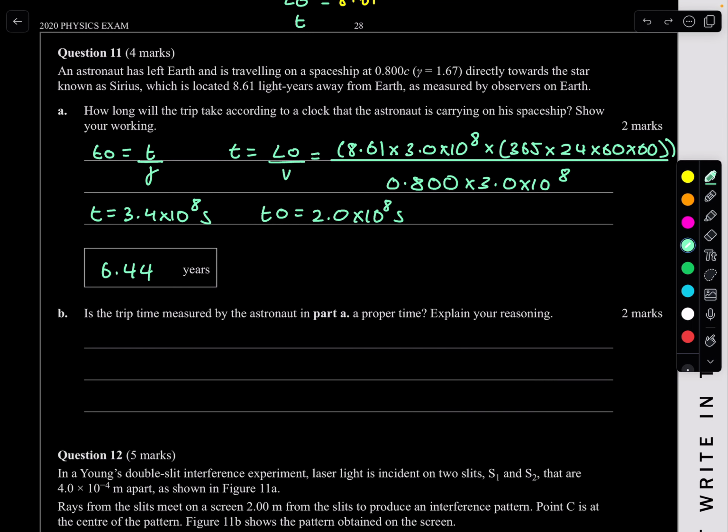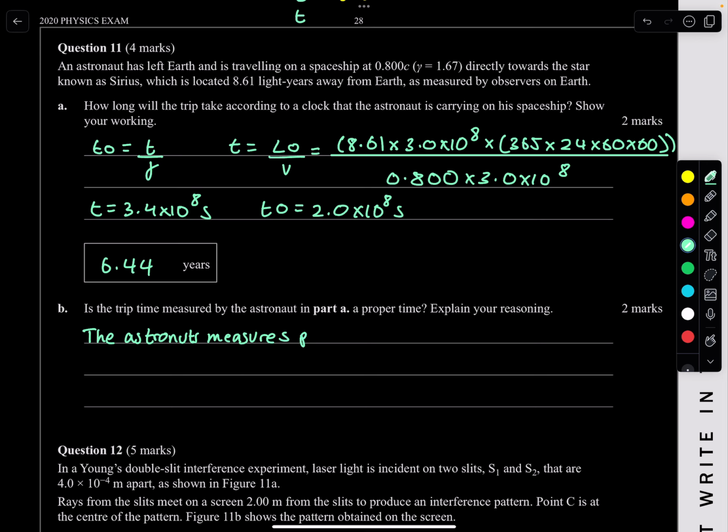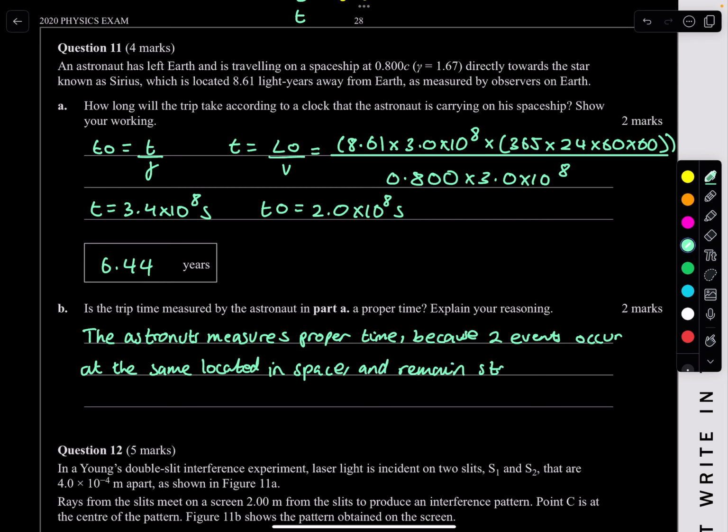Yes. So we can say that the astronaut measures proper time because 2 events occur at the same location in space and remain stationary in the astronaut's frame.